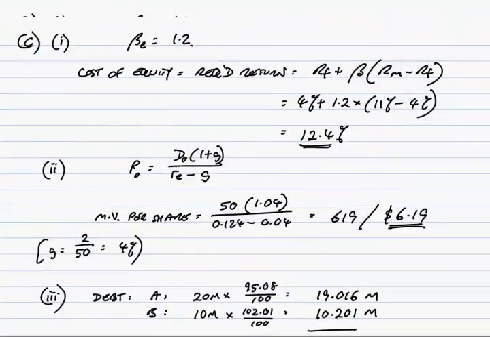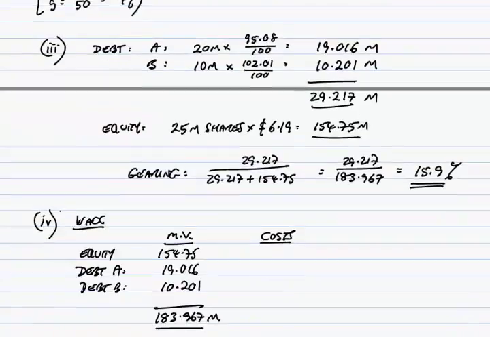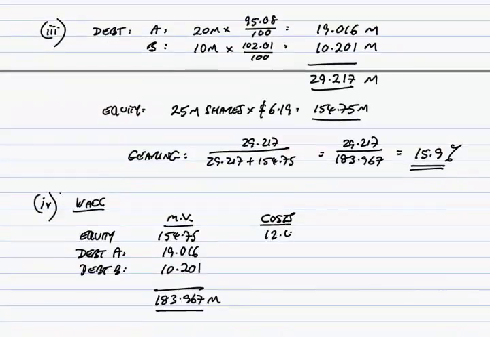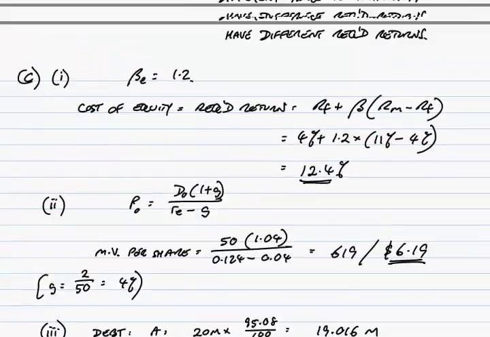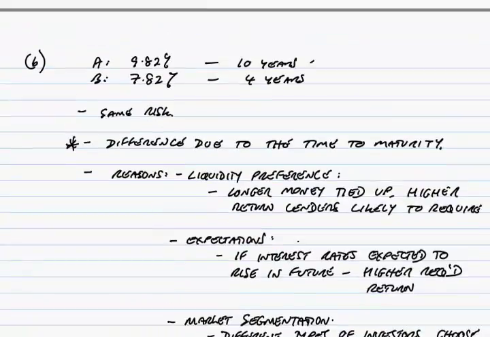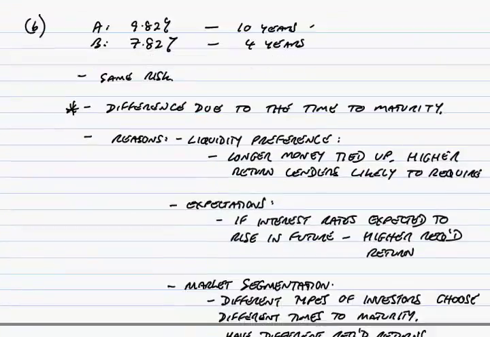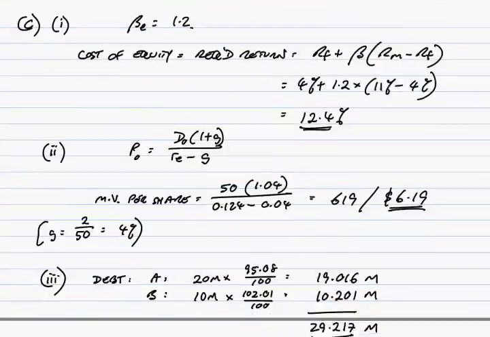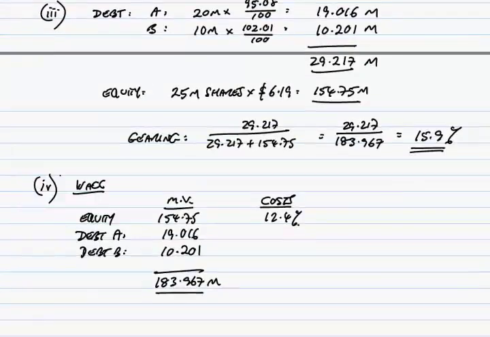The costs individually. Equity we did earlier and got 12.4. Debt A, well, we did that in part A of the question, and what was it? 9.82. And debt B, we were given, were we not? Yes, debt B from the question, the cost of debt is 7.82.